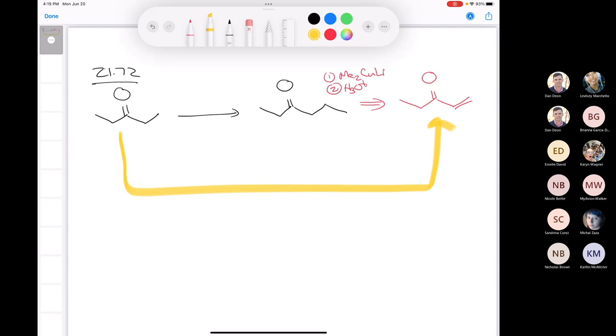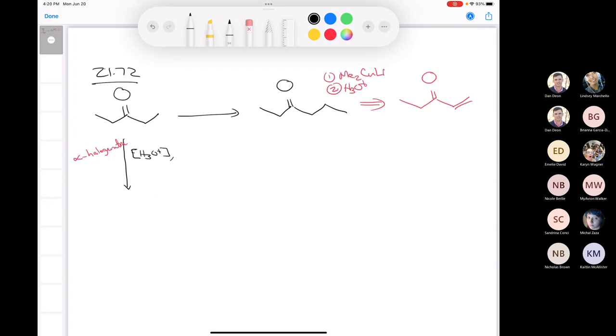Well, that's one of the first reactions that's covered in chapter 21. It's a two-step process. The first step is alpha halogenation. And for that, we need a catalytic amount of acid and bromine, like that.